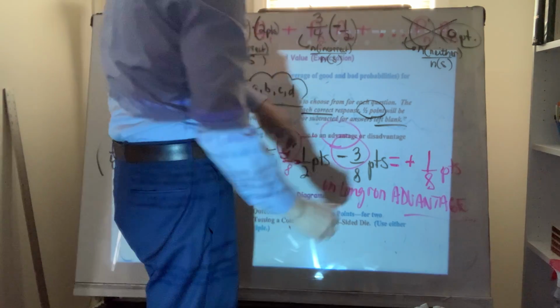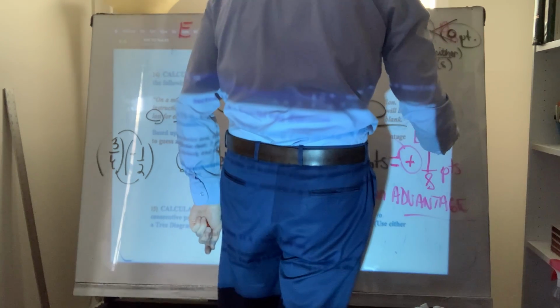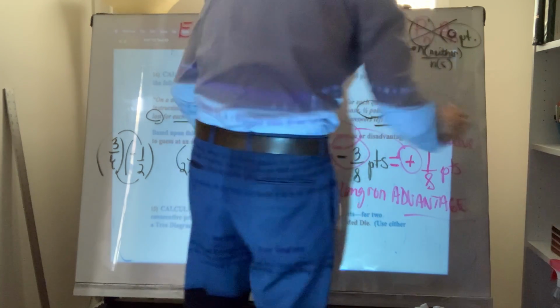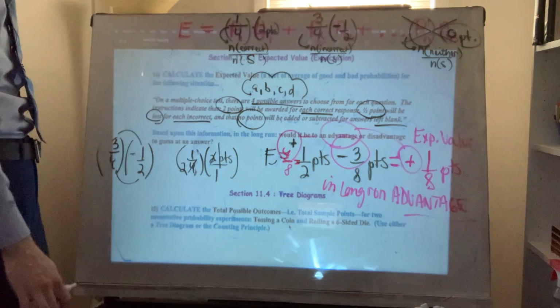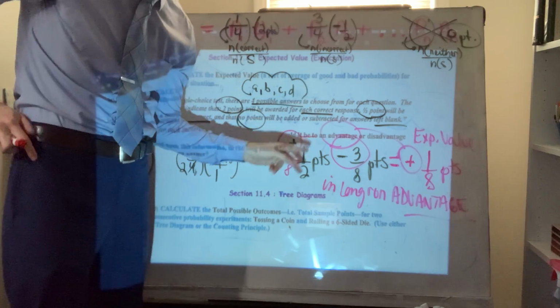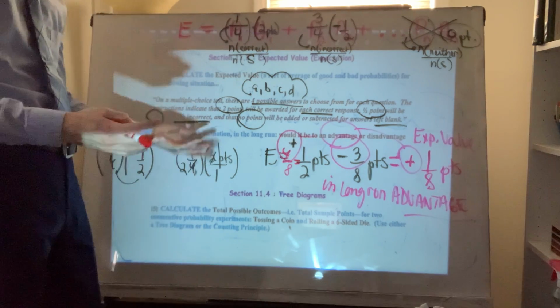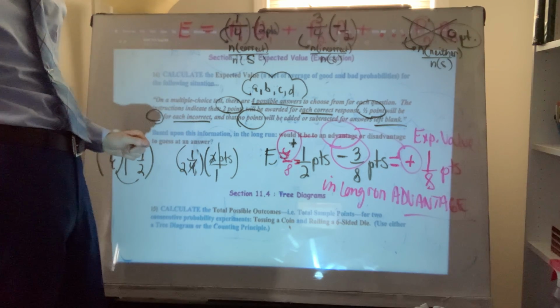How come? Because it's a positive expected value. If you got a negative expected value, then you would say it would be a disadvantage in the long run to guess. Right? If you get 0 exactly, and that didn't happen in this case, then it would be neither an advantage nor disadvantage. It would be neutral. Okay?